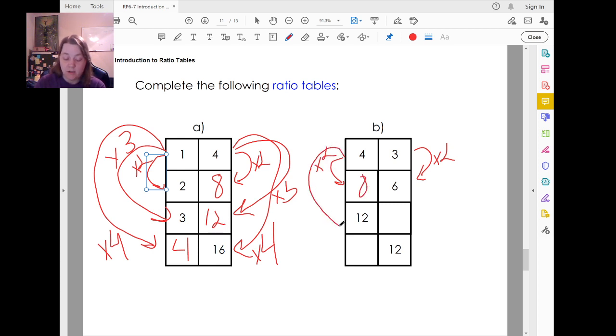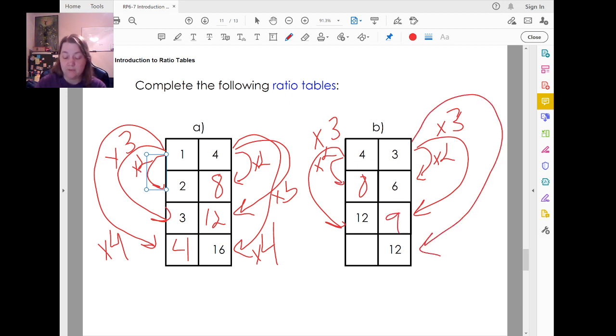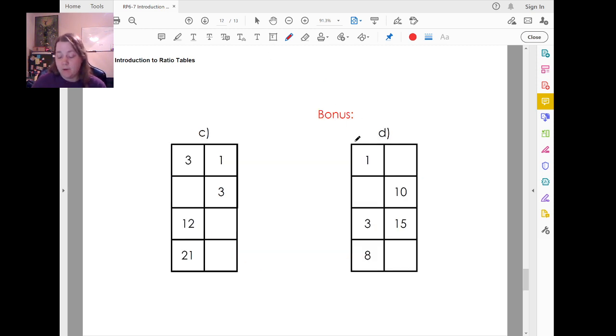To get to 12, 4 times 3 is 12, so I'd multiply 3 times 3 and get 9. To get from 3 to 12, that's going to be different. That's going to be 3 times 4, which means I'm going to multiply 4 times 4 to get 16. And maybe a neater writing system. Go ahead, give this one a shot, and we'll talk about it when you come back.